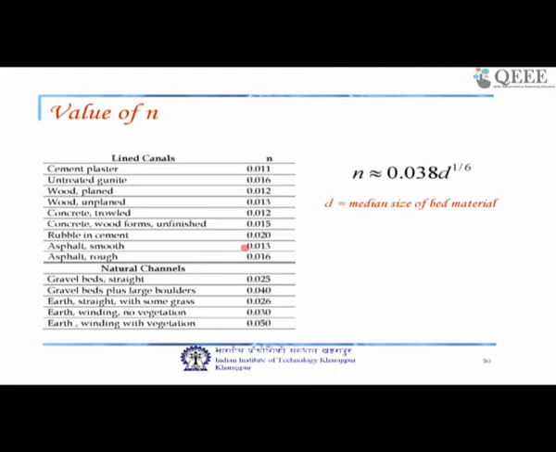compared to lined canal systems, and N is almost comparable to 0.038 D to the power 1/6, where D is the mean size of the bed material, maybe this is D50.